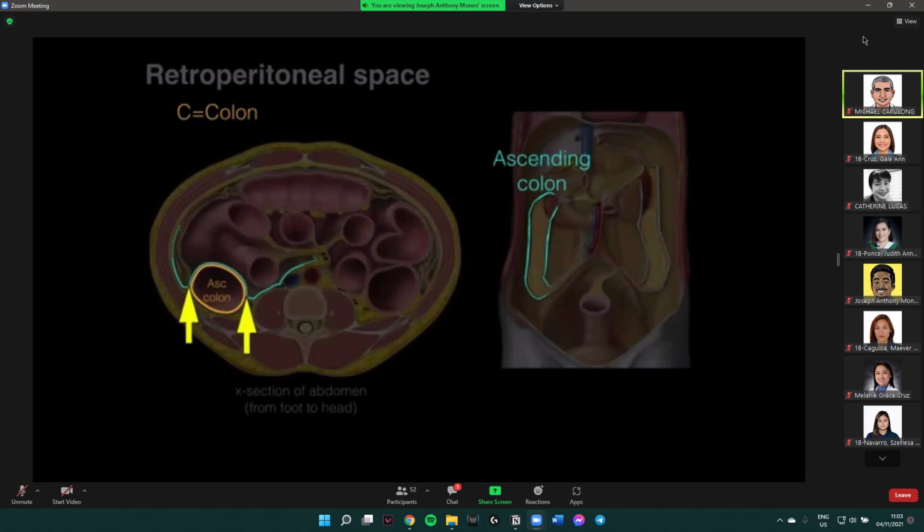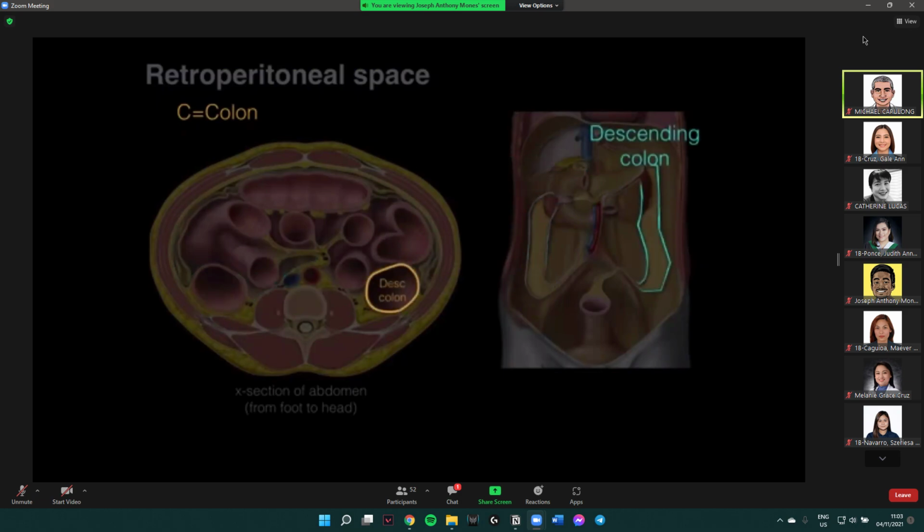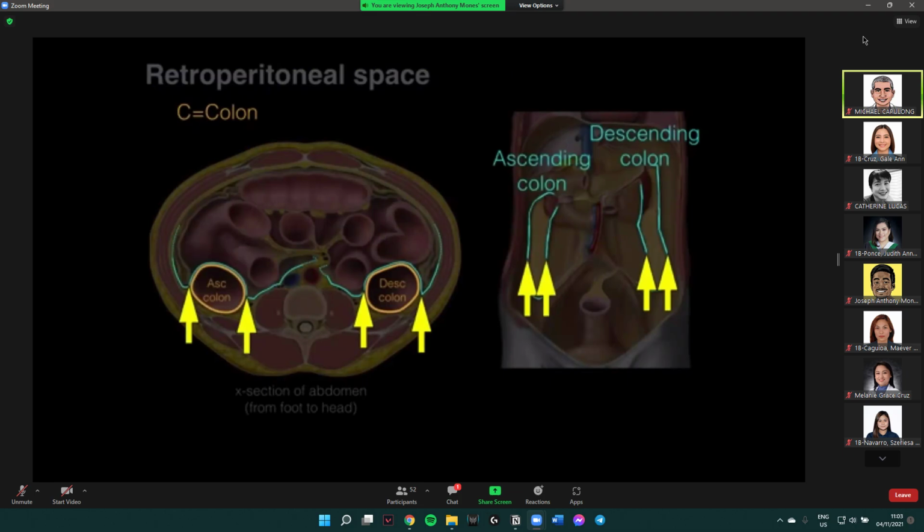Now watch. These two areas where the parietal peritoneum is covering and surrounding the ascending colon, look at that's where it's located. It's retroperitoneal because parietal peritoneum is only on one surface. And then we've also got the descending colon, and there's parietal peritoneum covering it. And these two reflections here and here represent where the parietal peritoneum covers the front of that descending colon.